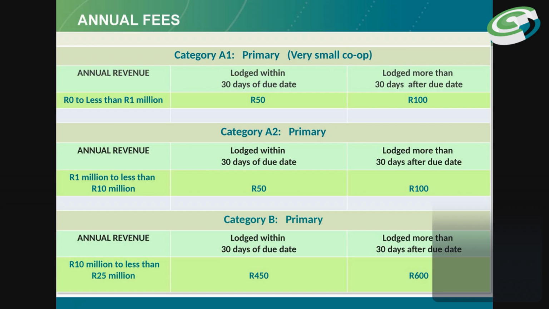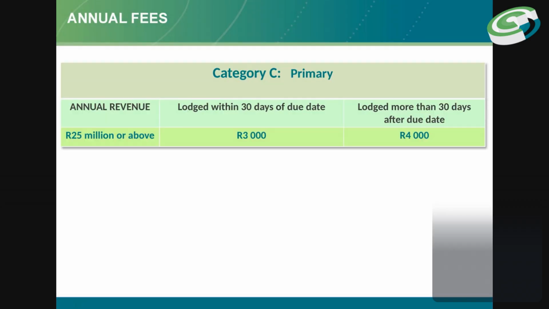Category B primary, the turnover or the annual revenue, if it's 10 million to less than 25 million, if lodged within the due date is 300 rand. If it's lodged after the due date, it is 450. If it's lodged after the due date, it will be 600. That is adding the penalties. Moving on to category C, primary. The annual revenue from 25 million or above, if the cooperative lodged their AR within the due date, they will pay 3,000. If lodged after the due date, 4,000.